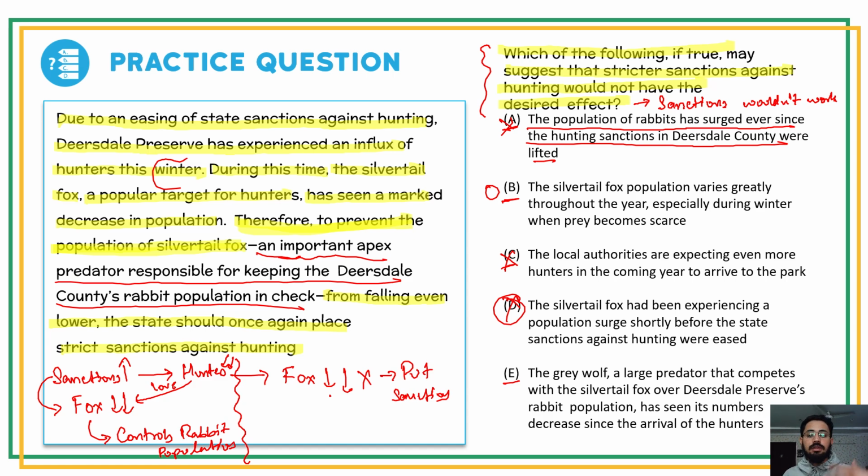The question wants that superior, that senior of mine, to say something to me which undermines my argument, not support it in some way. Option B, in short, is the best option because it gives you a counter reason for why the fox population might be declining.